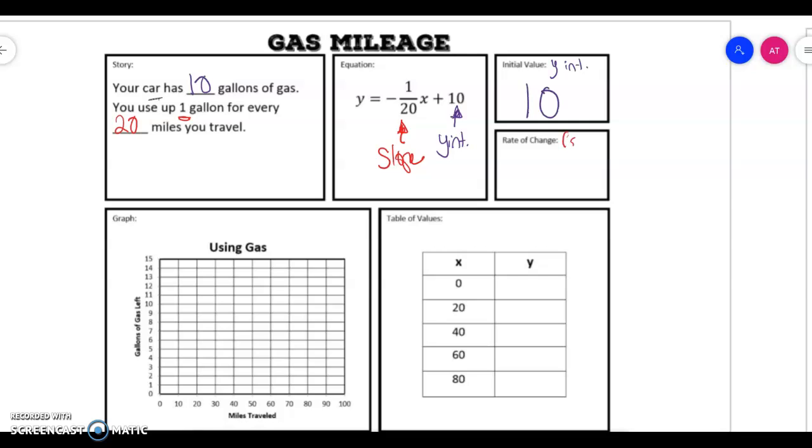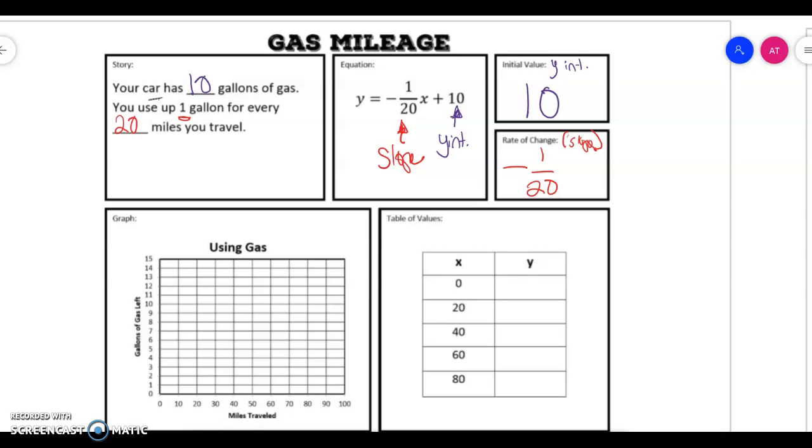My rate of change, remember that's your slope. Another word for slope. We're trying to build your vocab so that when you look at problems on tests and it says what is m equal or rate of change or what is my slope, you can easily go, that's slope. Duh. So my slope or my rate of change is negative 1 over 20.